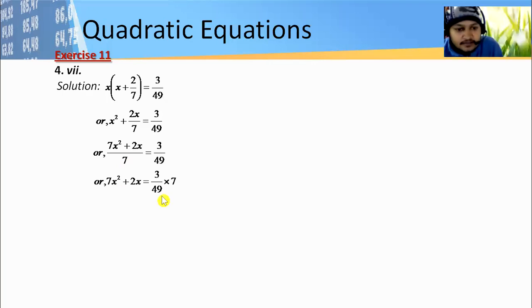Now cancel out this 49 by 7. 7 7 is 49. So the remaining value is 7x square plus 2x is equal to 3 by 7. Is this clear? Any confusion?